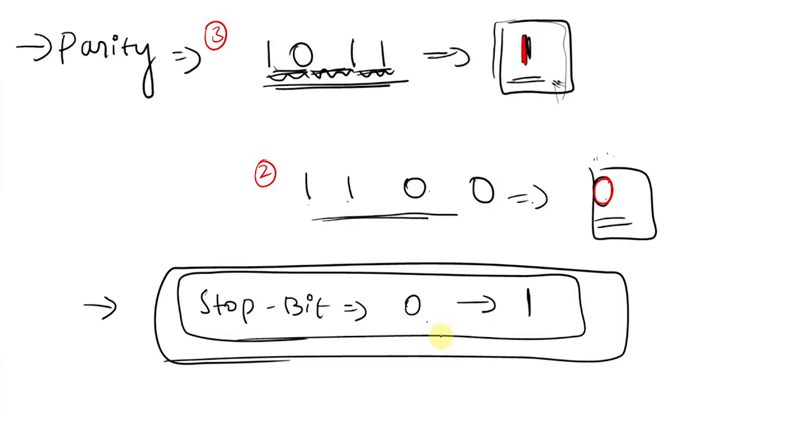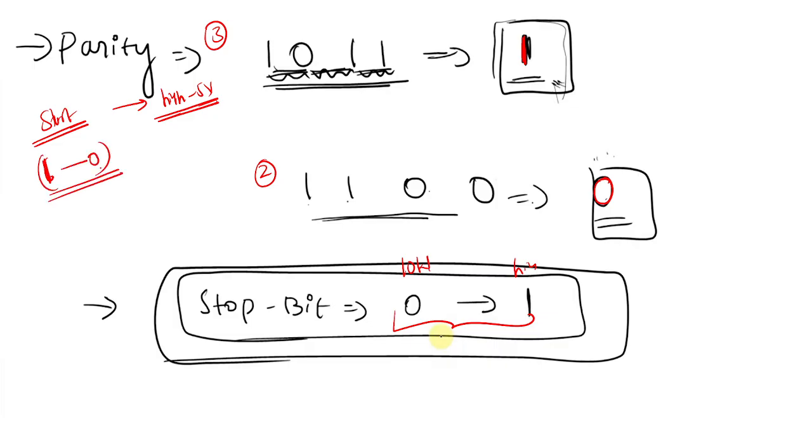And what about the start bit? Start bit is when the communication starts. Initially it is high, at 5 volts, and there is no data transmission. It should go from 1 to 0. Only then will the receiver identify this signal and start receiving the data. This is the start bit, and the stop bit works the same way in reverse.